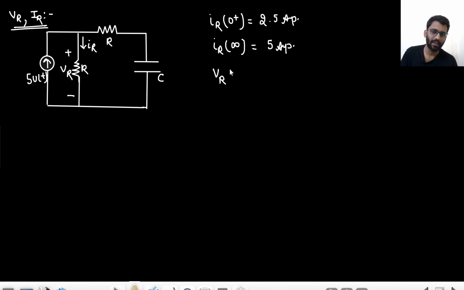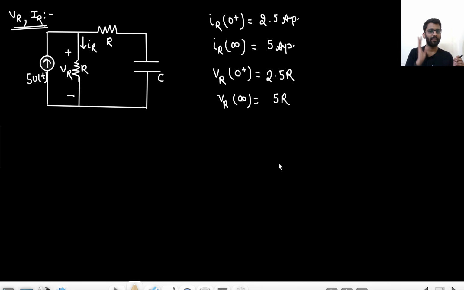Similarly, on VR also you can comment. At t equals to 0, VR will be 2.5 into R, so it would be 2.5R. And what will be VR at t equals to infinity? It would be 5R. Are you getting the point? Very simple. Capacitor is shorted, the current is divided into two parts, R and R, 2.5 ampere, 2.5 ampere. The capacitor is open circuited, that means the complete current is flowing through the resistor.